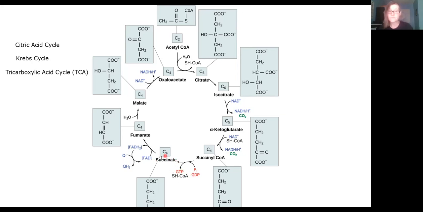All right. So now we have succinate, which is a C4 molecule. We are going to do another redox reaction. So we're trying to capture a little bit more energy out of some of these bonds.